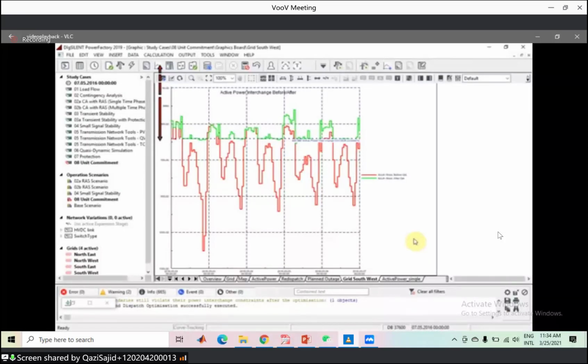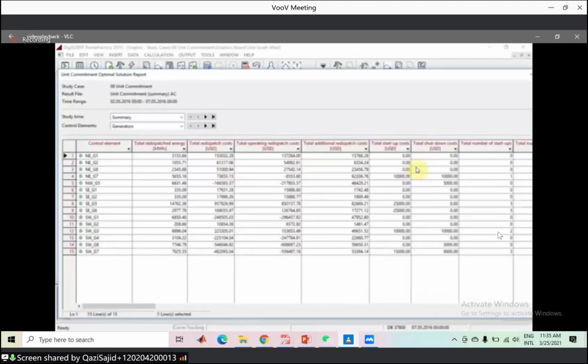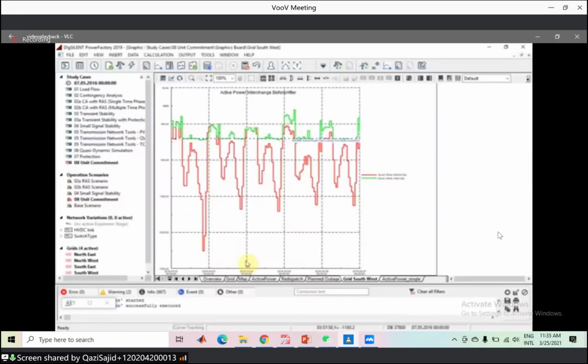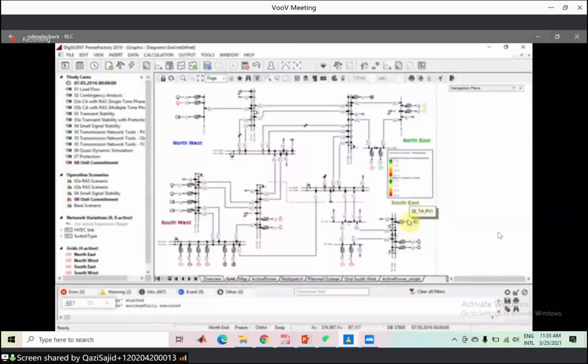Inbuilt reports are also available, such as this optimal solution report. Here we can see, for example, redispatched energy and costs for generators. We can also use diagram coloring to see immediately whereabouts in the network the redispatch energy or redispatch costs are incurred.